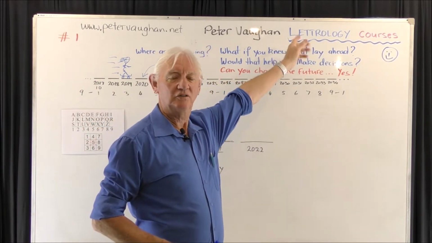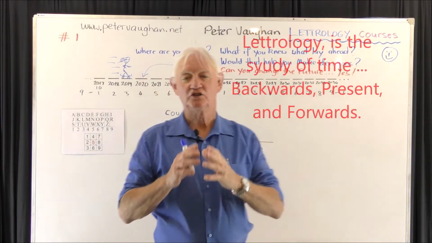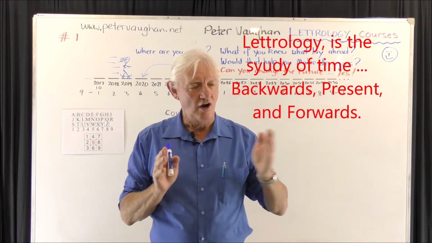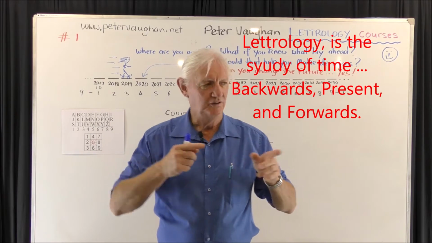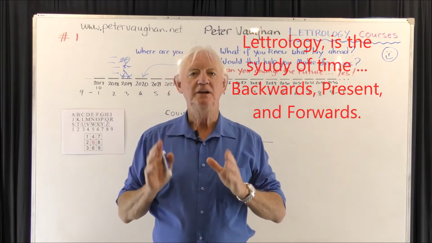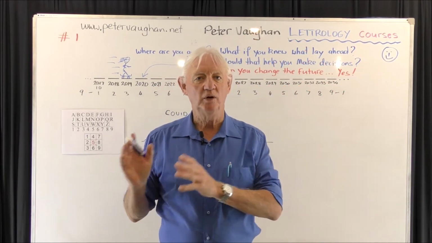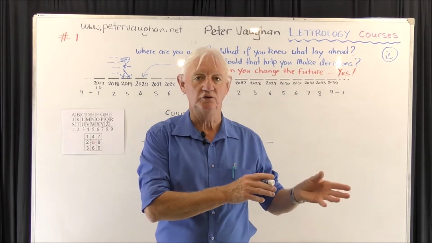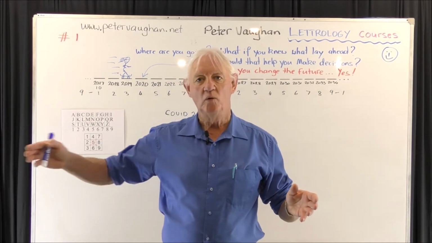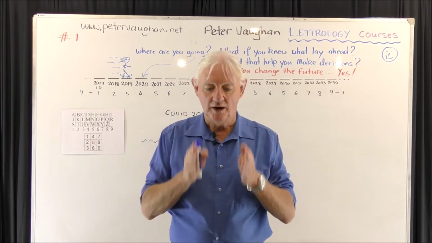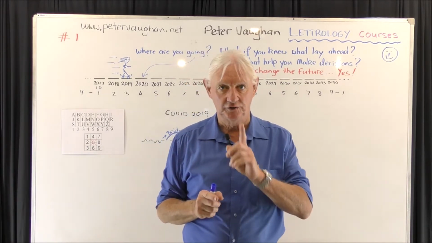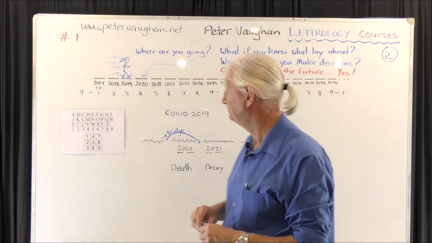It's called Lettrology. Lettrology is the study of time, backwards, present and forwards. It means that I can measure time and what happens in the past, present and future as if they were all at any particular time right now, because I can look at it as if it's movable.